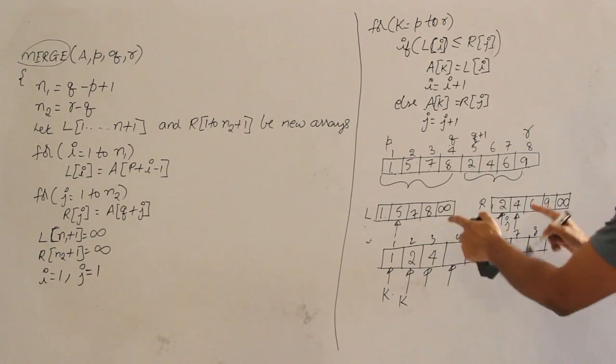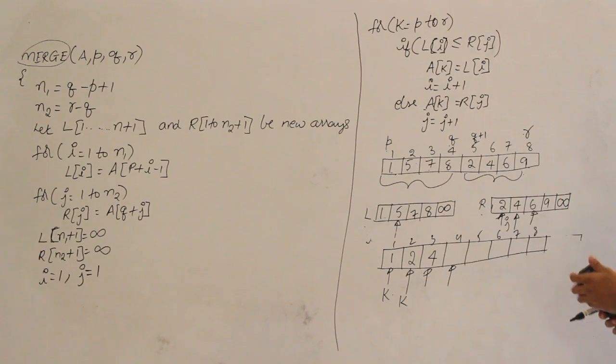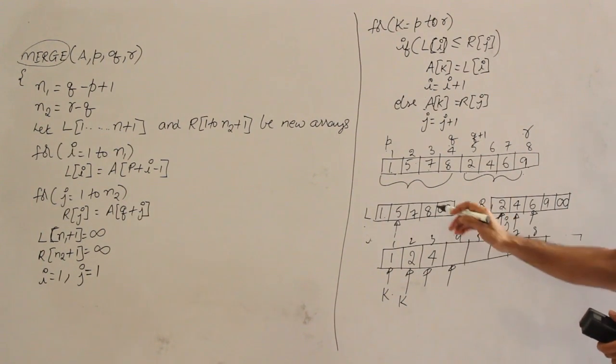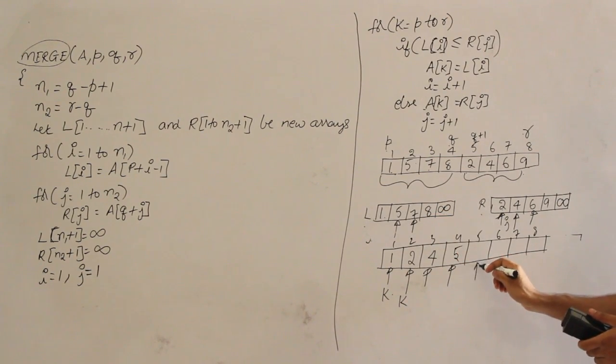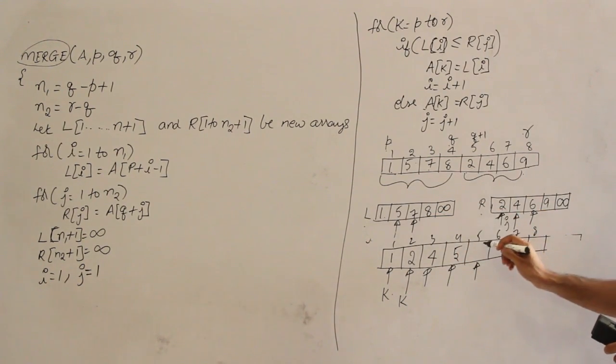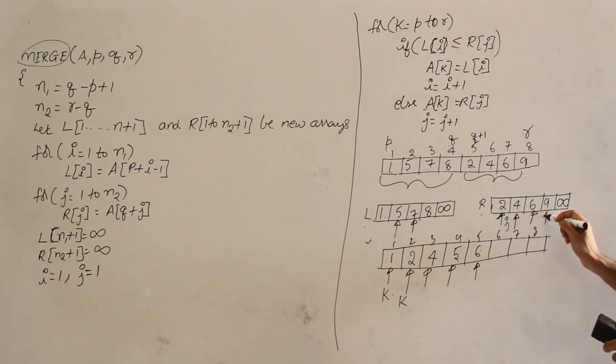And now 4 has to be incremented, right? Then 5 and 6 are compared. Which is lesser? 5 is lesser. Therefore write 5 here and you increment it, right? And now 7 and 6 are compared. Which is lesser? 6 is lesser. Write 6 here and you increment it.